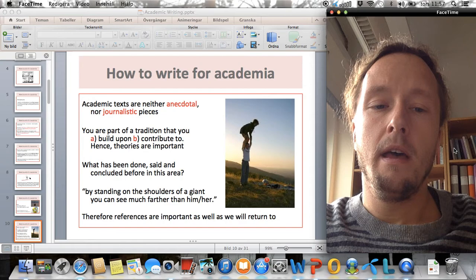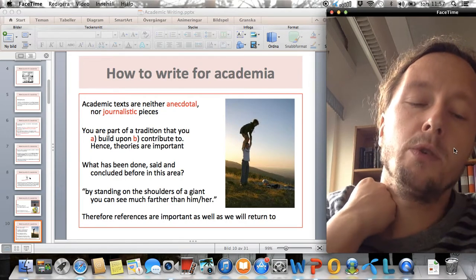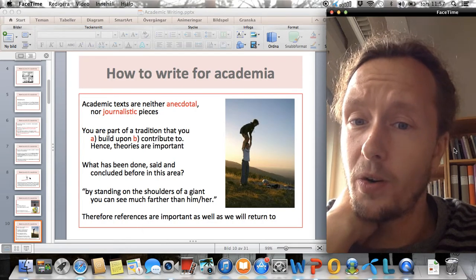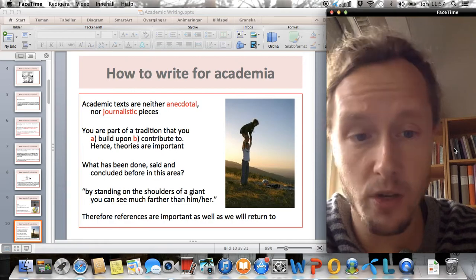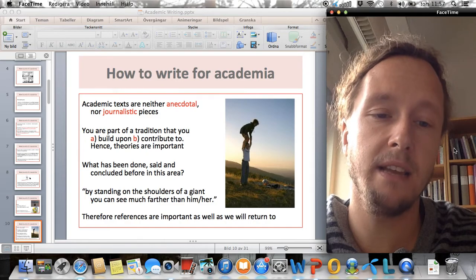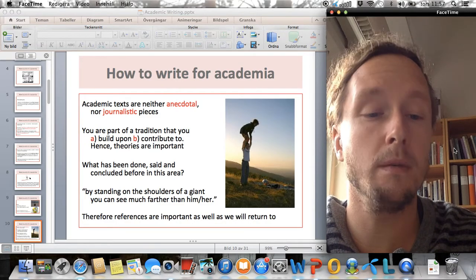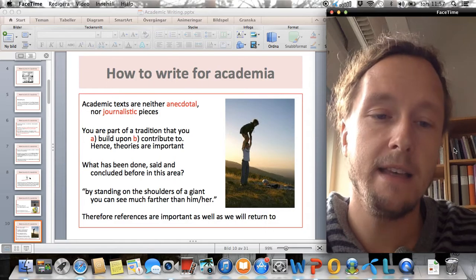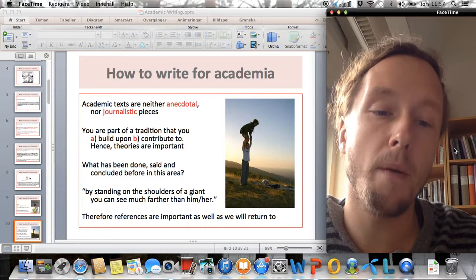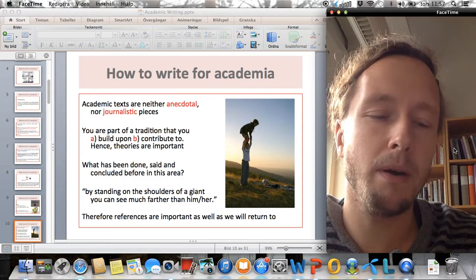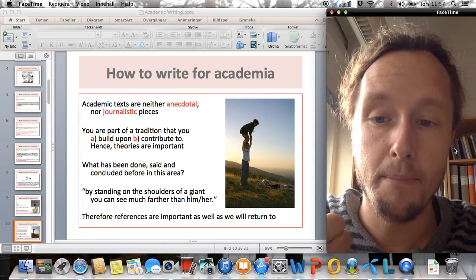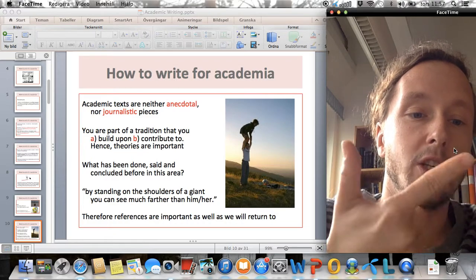Okay. This being said, it's also very important to acknowledge that academic texts are neither anecdotal nor journalistic pieces. So academia is not about telling stories, telling the story of when you went to a demonstration and how you felt about this. It's not about journalism in that you report an event or report on a phenomenon. Academia is about theories in that sense, that you are part of a tradition that you A, build upon, and that you B, contribute to.